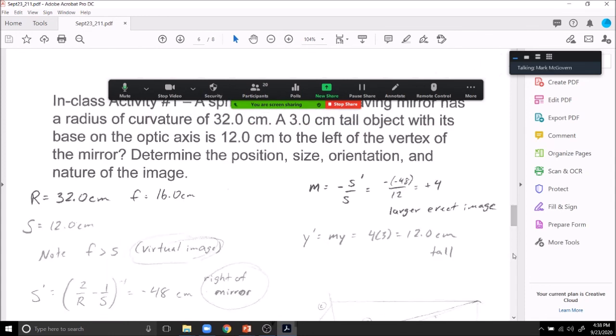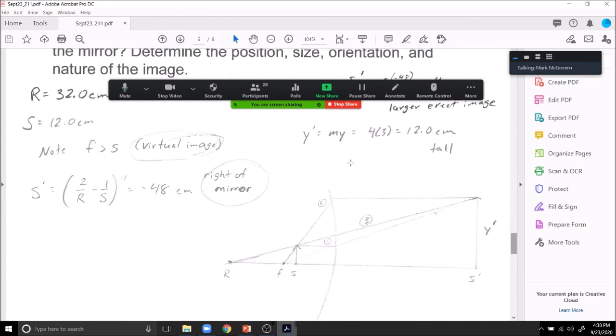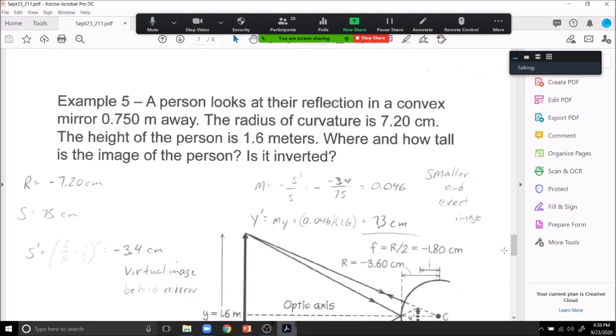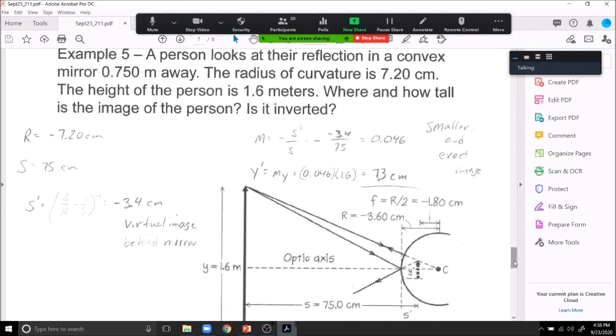All right, so I got my numbers in here. When I raise the curvature, negative 7.2. Object distance, 75 centimeters. I'm using that equation, I rearranged it here, and I get negative 3.4 centimeters. So it is a virtual image. It is just barely behind the mirror. Now, I'm pretty far away, honestly, though.